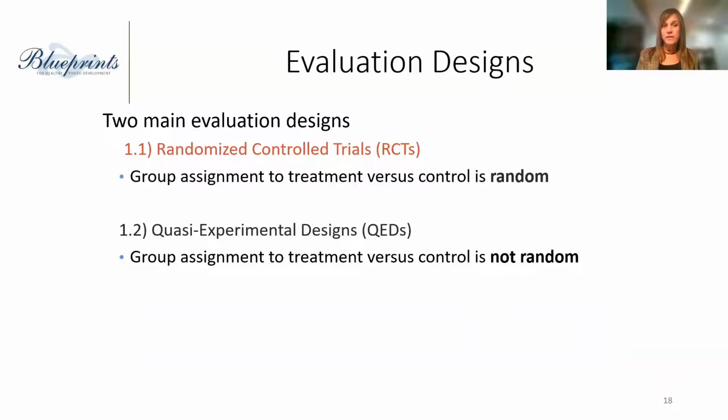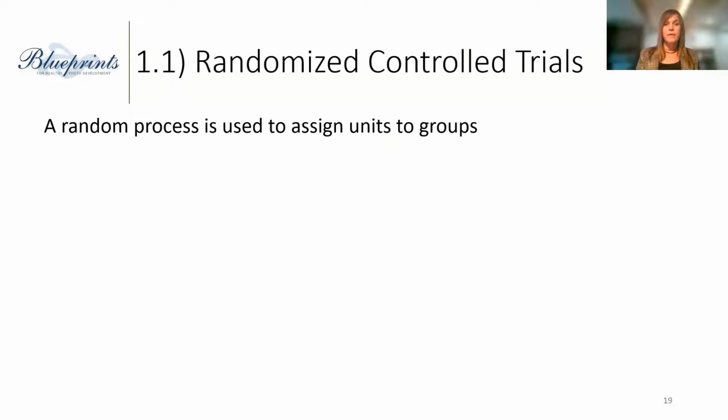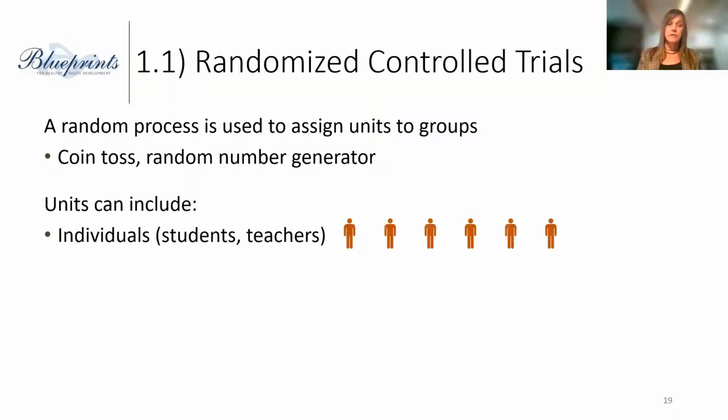Let me explain to you briefly what I mean by group assignment in an RCT that is random. In random assignment, a random process is used to assign units to groups. This could be a coin toss, a random number generator. There's lots of ways to randomly assign. And the units can include individuals. So in the case of educational outcomes, you've got students that you could be assigning to receive the program or not. You've got teachers. Those are individuals that can be randomly assigned to receive the program or not.